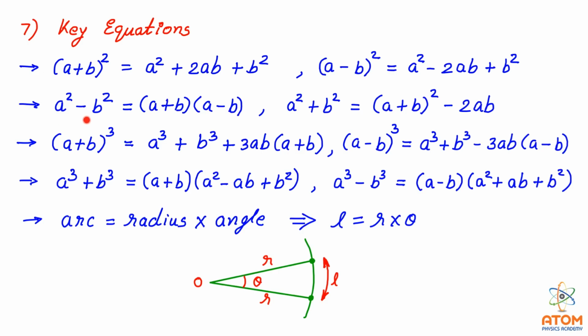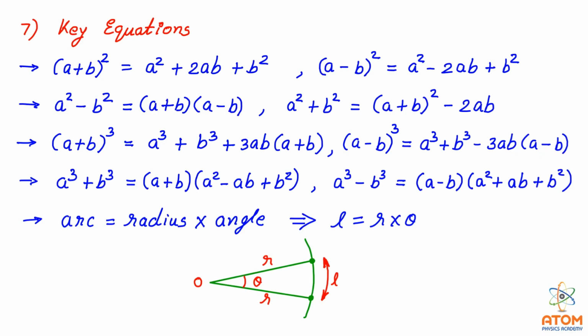Then a square minus b square can be written as a plus b into a minus b. A square plus b square can be written as a plus b whole square minus 2ab. Then a plus b whole cube is equal to a cube plus b cube plus 3ab into bracket a plus b. The same way a minus b cube is a cube plus b cube minus 3ab into bracket a minus b.